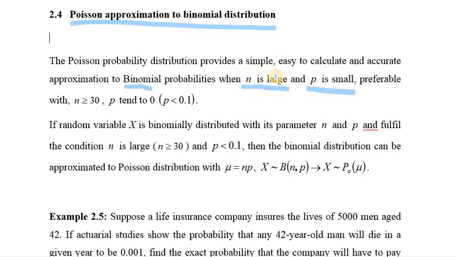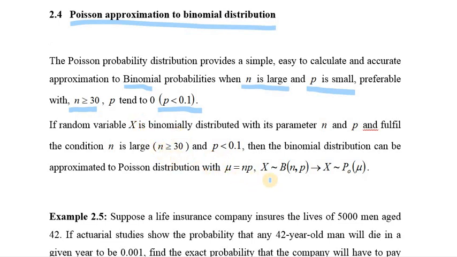So how large in this term is n? At least 30, okay, greater than or equal to 30, and then p is small, which is close to 0, or it is much less than 0.1. So here it is greater than or equal to 30, but some references may state greater than 50. So we follow this one, okay, greater than or at least 30. So if these two, n and p, are fulfilled, then we can use the Poisson distribution instead of binomial.